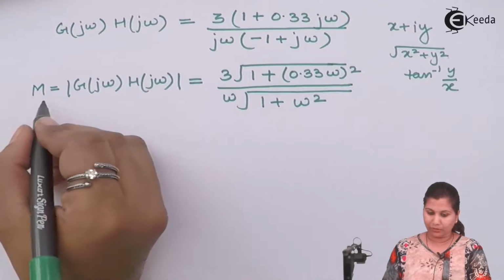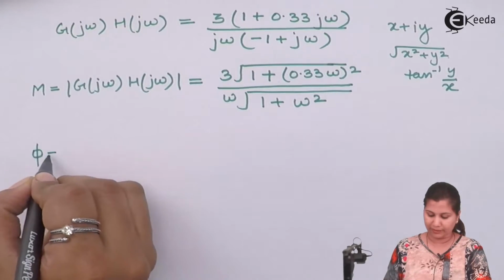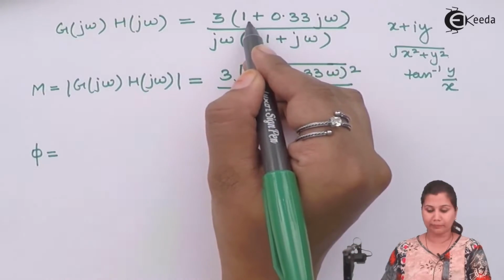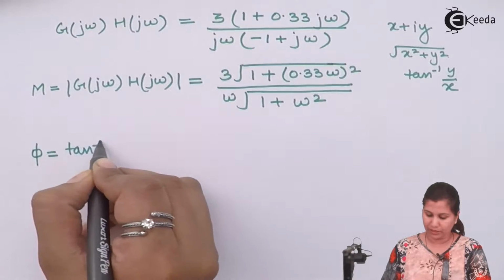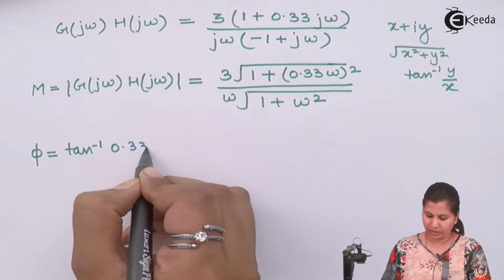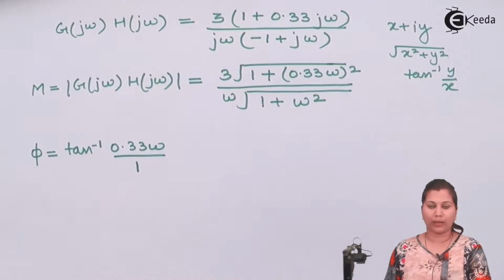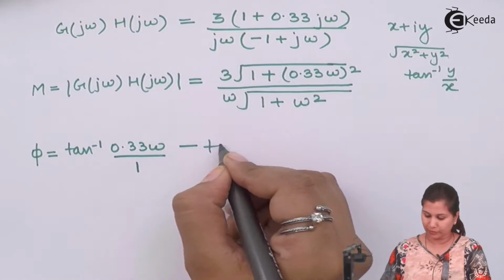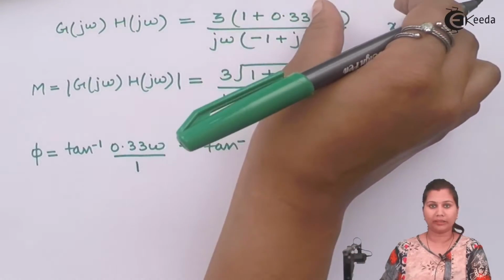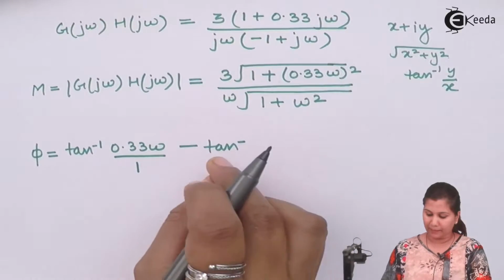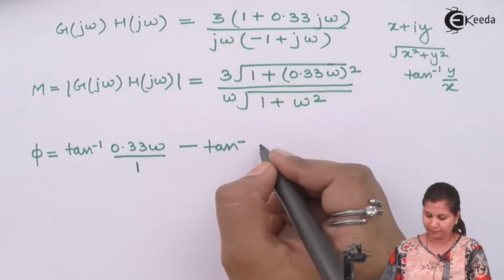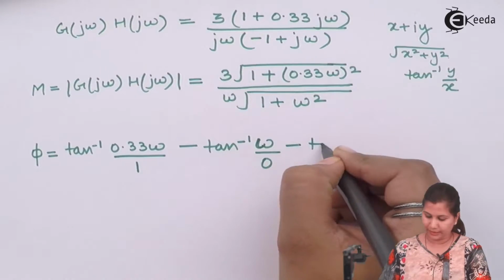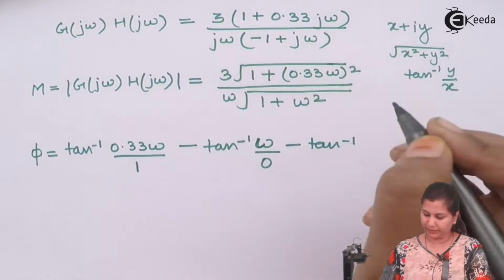Okay, now we are going to take the phase angle. So phase angle will be tan inverse of the imaginary part upon the real part. So tan inverse of 0.33 omega upon real part which is 1. Then we have j omega, so we will take minus sign here because it is the phase of the denominator part. So minus sign will be there. Minus tan inverse of omega upon 0, minus tan inverse of omega upon minus 1.